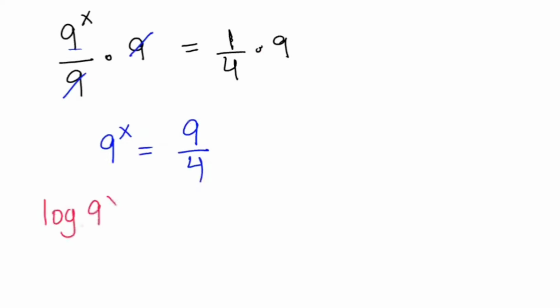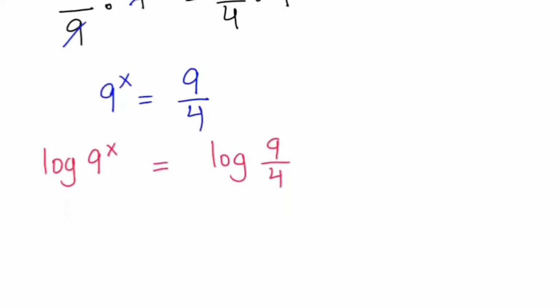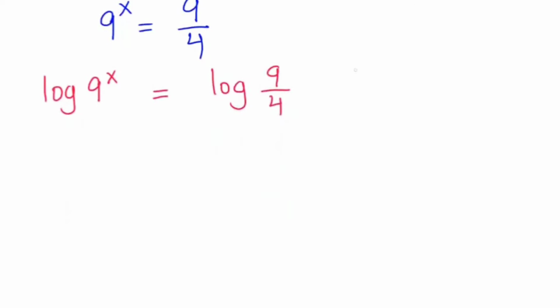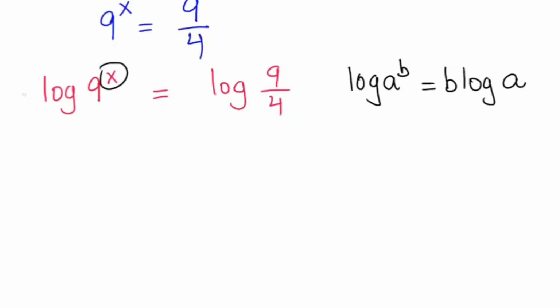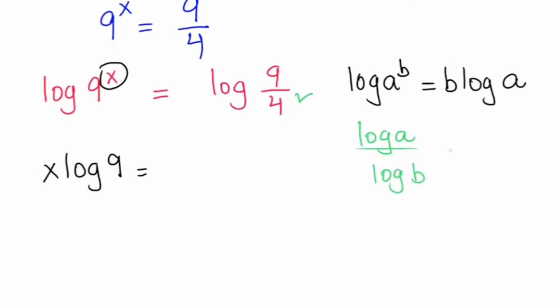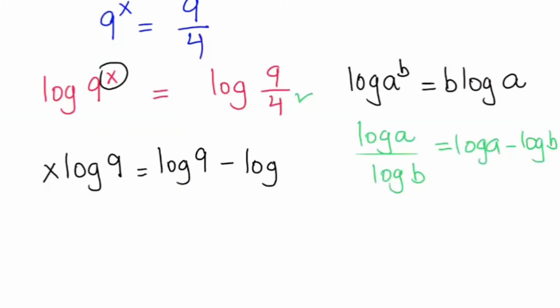Next, I am going to take log both the sides here. Log of 9 to the power of x is equal to log of 9 over 4. Now we have the logarithm property, that is log of a to the power of b can be written as b log of a. So here this will come in front. So x log of 9 is equal to, now in replacement of this, I am going to use the logarithm property, log of a over b is equal to log of a minus log of b. So this will turn to log of 9 minus log of 4.